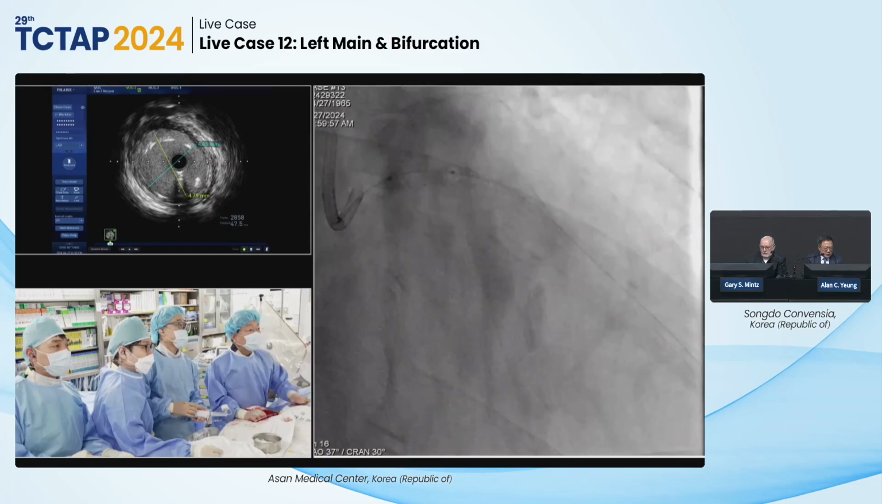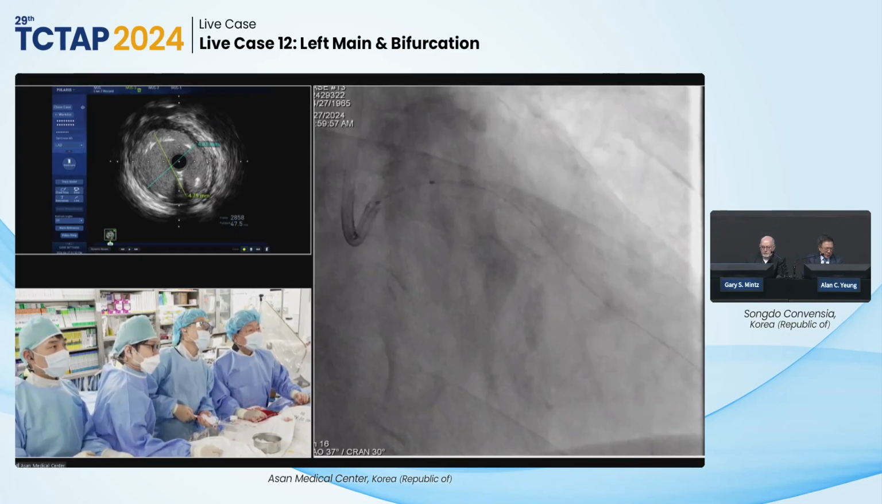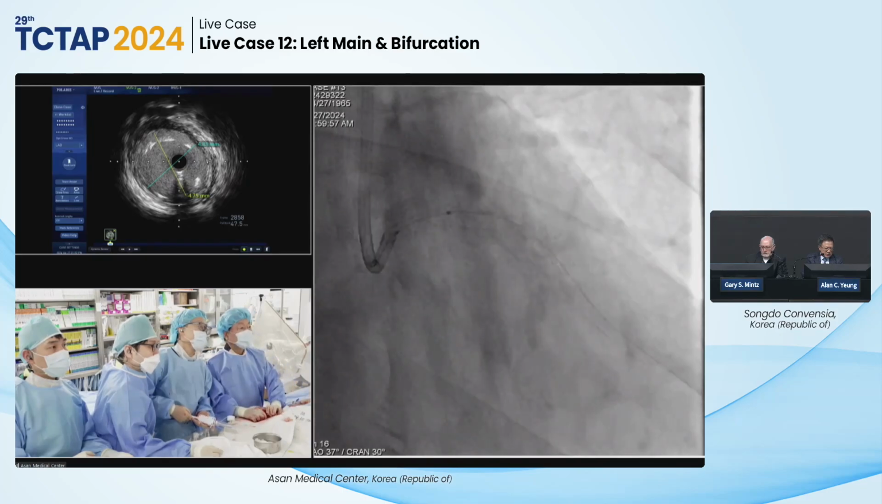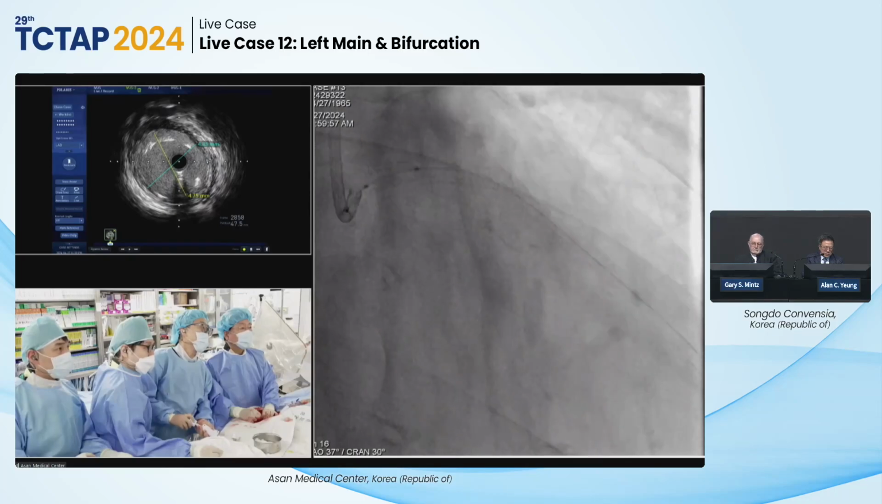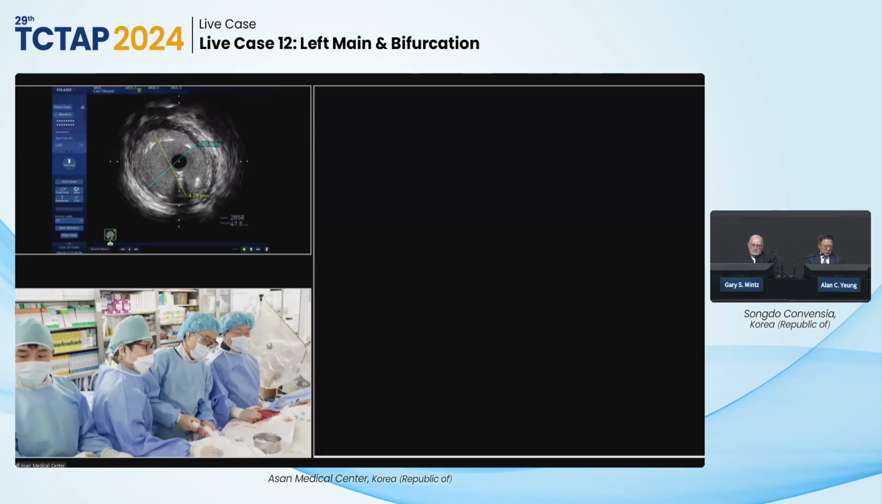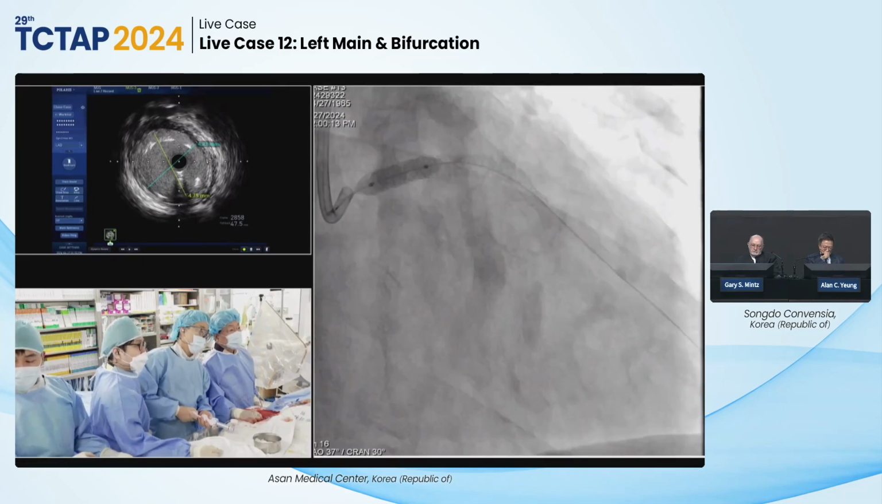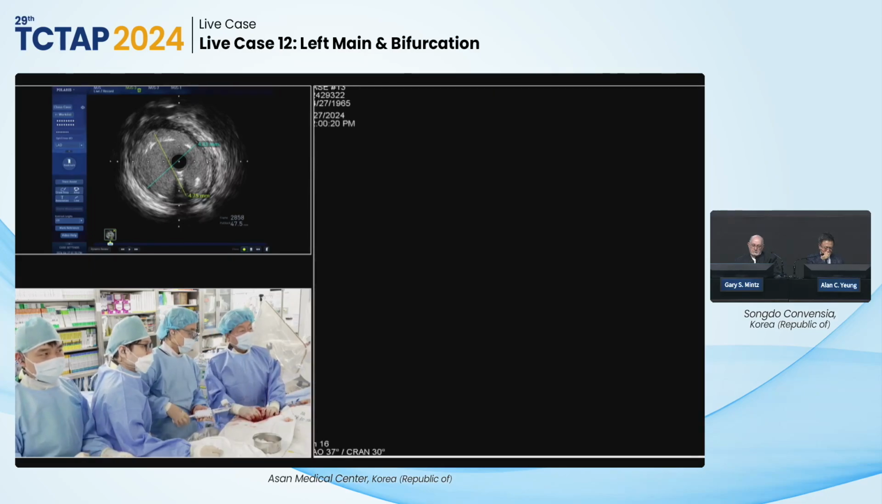One more. This is a workhorse wire, right? It's not the FFR wire. Yeah, this is the workhorse, the Hyun blue. Okay, just one. Okay, inflate. 20. 24, right? 24. 4.2, 24. Okay, deflate. This is quite enough, right?